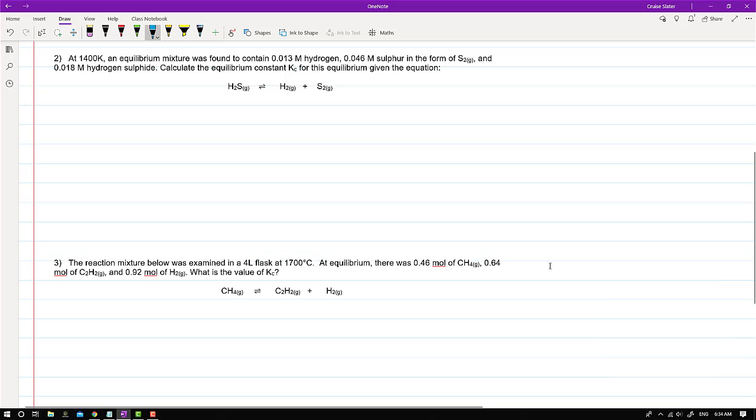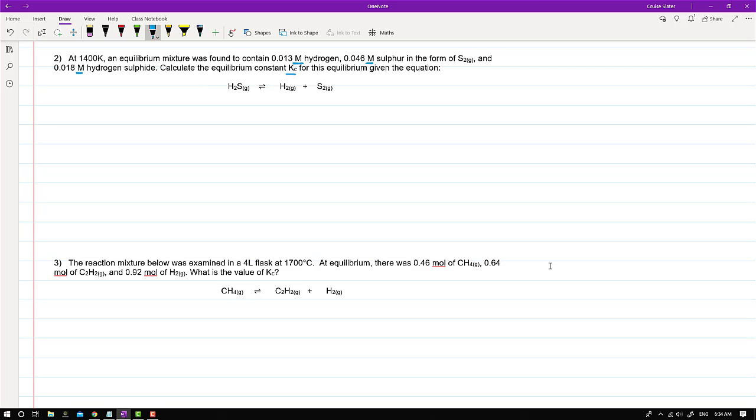All right, starting question 2. Let's start by reading the question this time. It says, at 1400 Kelvin, an equilibrium mixture was found to contain 0.03 molar hydrogen. That's good. That's our units for this. We don't have to worry about converting this time. 0.046 molar, again good, sulfur in the form of S2, and 0.018 molar hydrogen sulfide. Great. Saves us some calculations. The question asks us to calculate the equilibrium constant Kc for this equilibrium given the following equation.